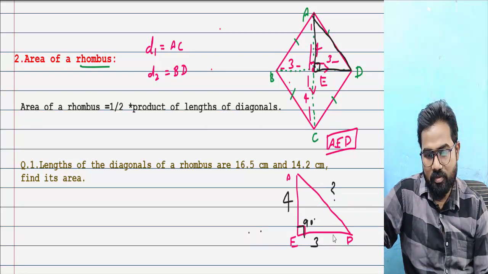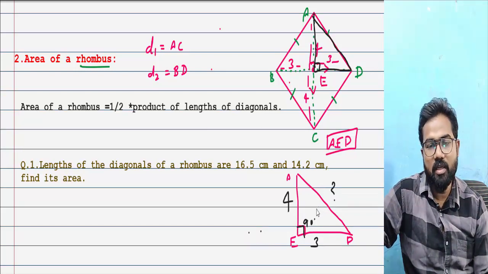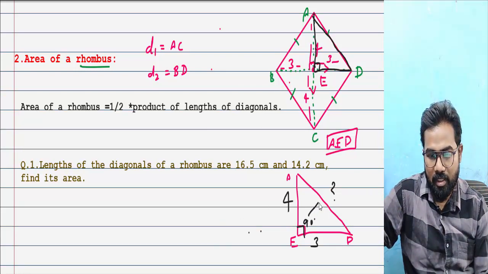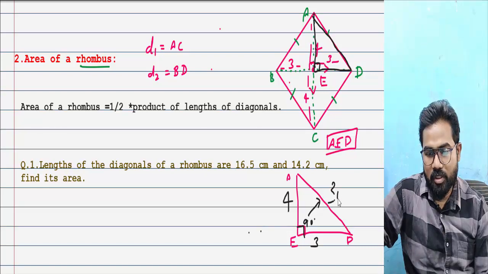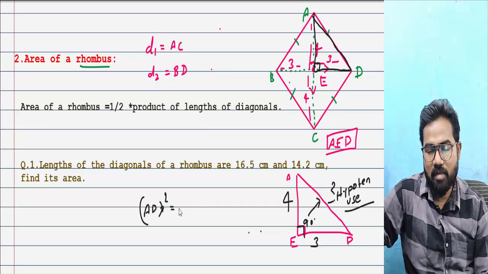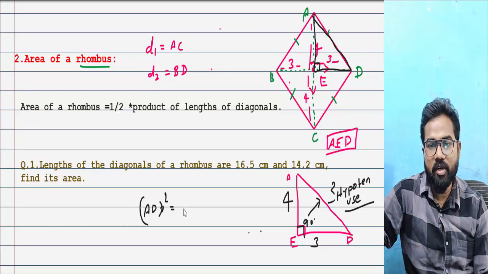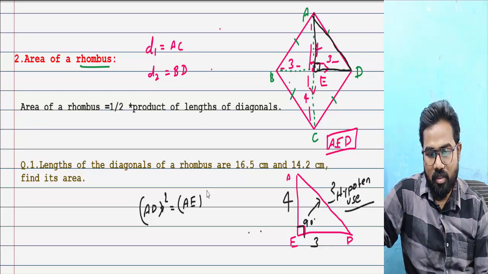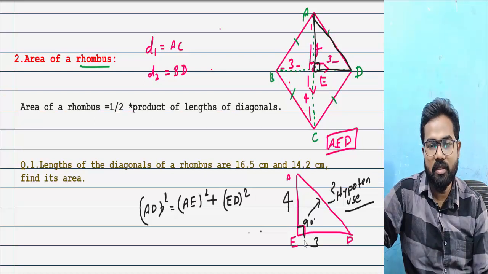We know that this angle is 90 degrees, and this triangle is a right angle triangle, and obviously this will follow the property of Pythagoras theorem. Pythagoras theorem indicates that the side opposite to 90 degrees will be used as the hypotenuse. Maybe you have done Pythagoras theorem, so let me remind. We can write AD square, the hypotenuse square, equals the sum of squares of the other two sides. So the other two sides are AE square and ED square. This Pythagoras is used to find out the length of the third side.